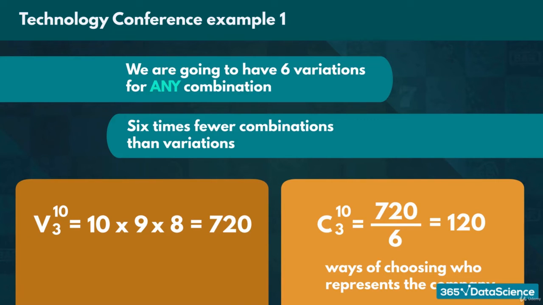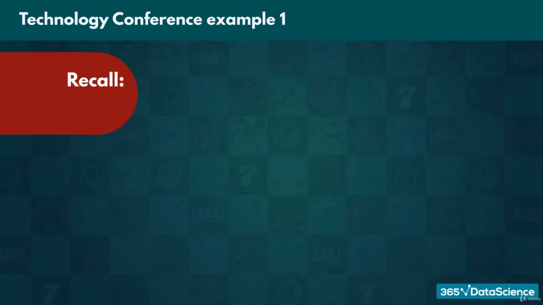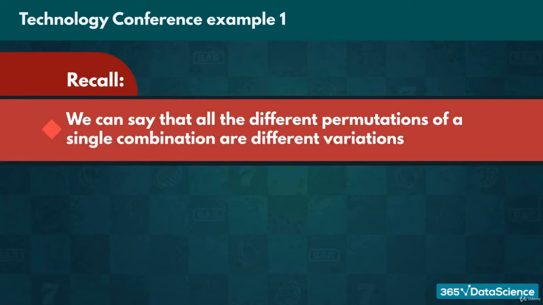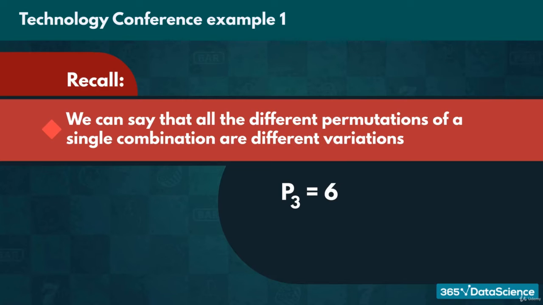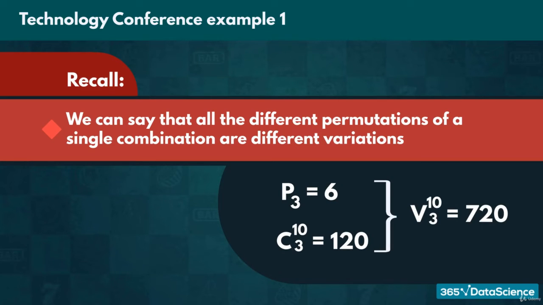Whew! Good job! Let's repeat the sentence we used before once again. We can say that all the different permutations of a single combination are different variations. There are 6 permutations, 120 combinations, and 720 variations. Hope it's much clearer now.